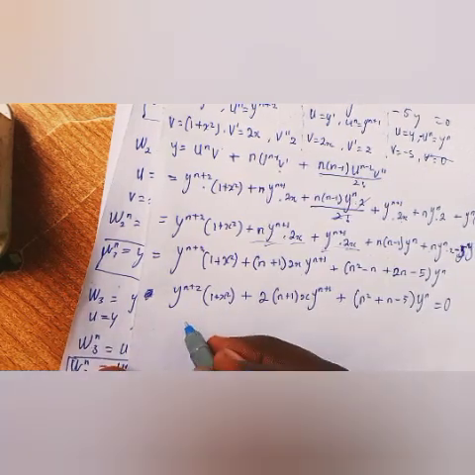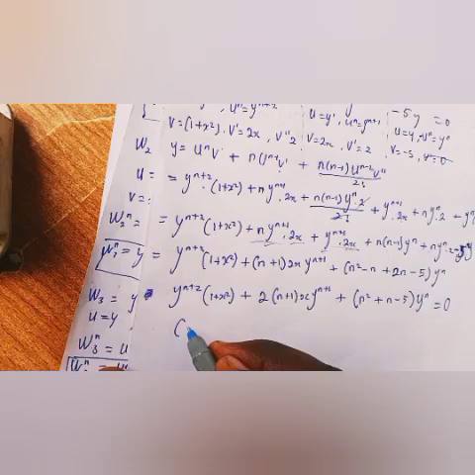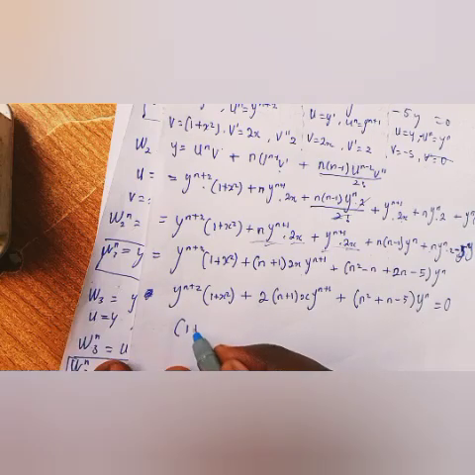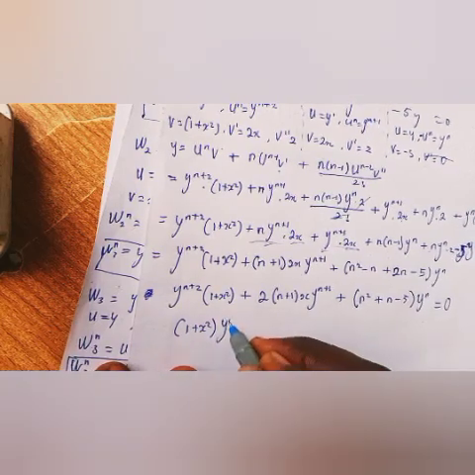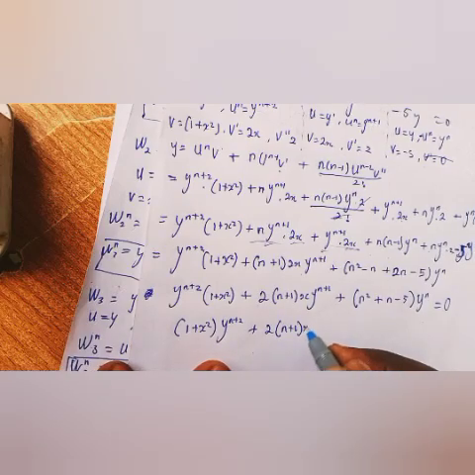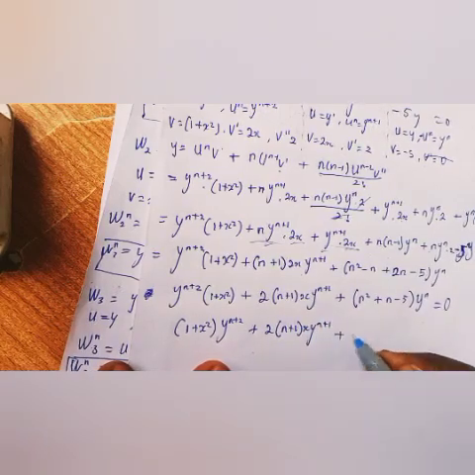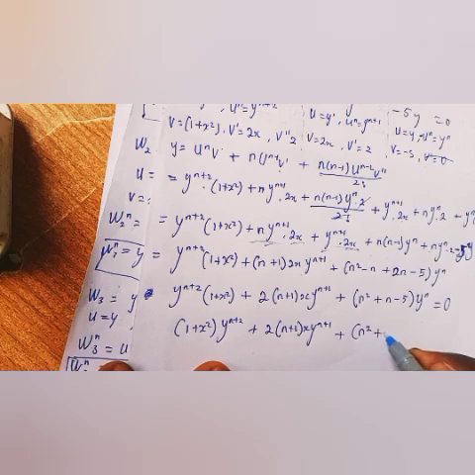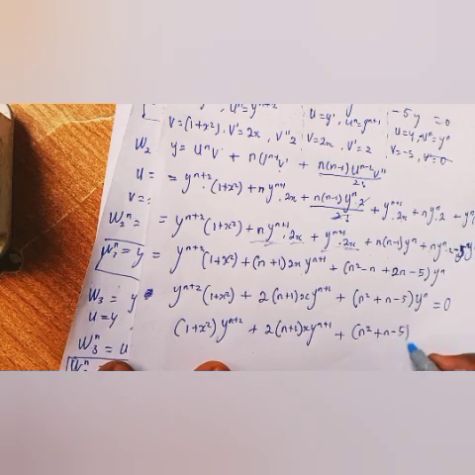Also, we can bring this one to be at the front to have 1 plus x squared yn plus 2 plus 2n plus 1 x yn plus 1 plus n squared plus n minus 5 yn.